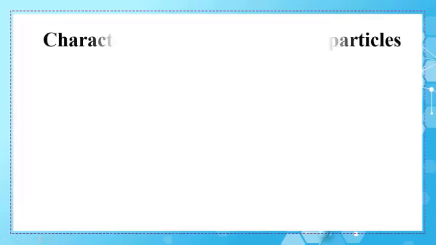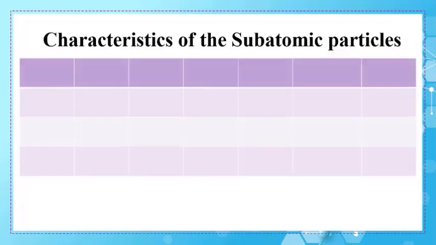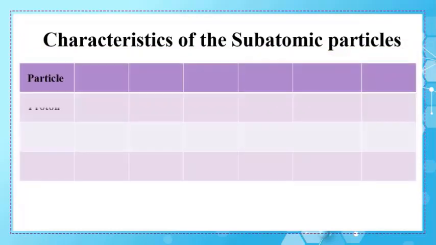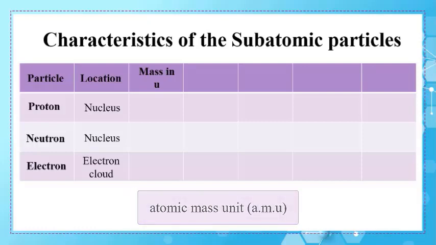Now, let's discuss in details the characteristics of the subatomic particles. As mentioned previously, the particles are protons, neutrons, and electrons. Both the protons and neutrons are located in the nucleus of the atom, while electrons are located in the electron cloud. In grade 9, we've learned that the mass of each of the subatomic particles is measured in U or AMU, the abbreviation of atomic mass unit, a unit used to express the mass of tiny particles.